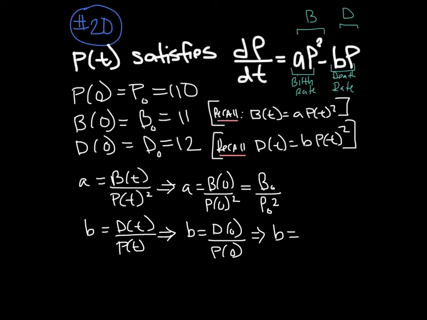Okay, this is number 20 in your book. So let me go ahead and read the problem. It says, consider an alligator population, P of t, satisfying the extinction explosion equation that we worked on in number 18. If the initial population is 110 alligators, and there are 11 births per month and 12 deaths per month occurring at time t equals 0, how many months does it take for the population, P of t, to reach 10% of the threshold population?